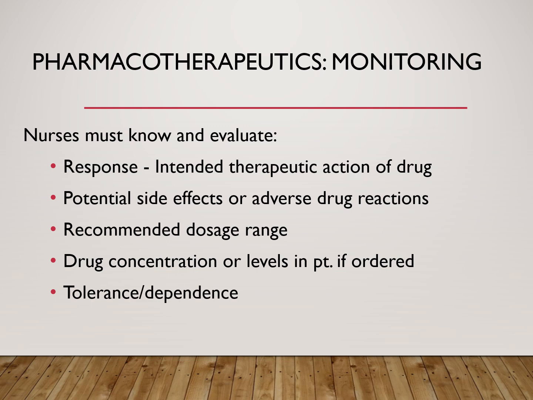We need to monitor a patient for signs of tolerance or dependence. Tolerance is when the medication effects lessen and the person needs higher drug doses to reach the desired effect. Dependence is a physiological or psychological need for the drug. These people must have the drug in their system, and if they do not, they will begin to have withdrawal symptoms if that drug is abruptly stopped.